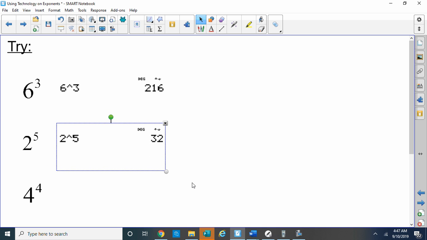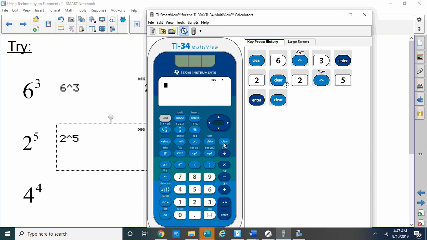And I'll let you do the last one, and hopefully you'll get it right. So here we go. Let's clear. 4. Press the caret button, exponent button, and type 4 again. 4 to the 4th power. What'd you get? All right, 256 is correct.